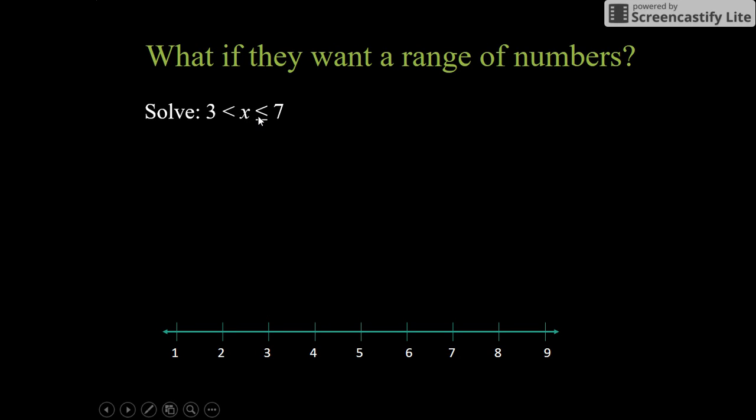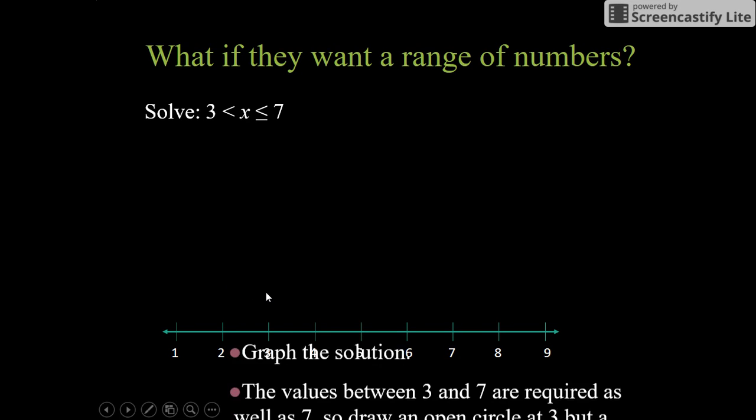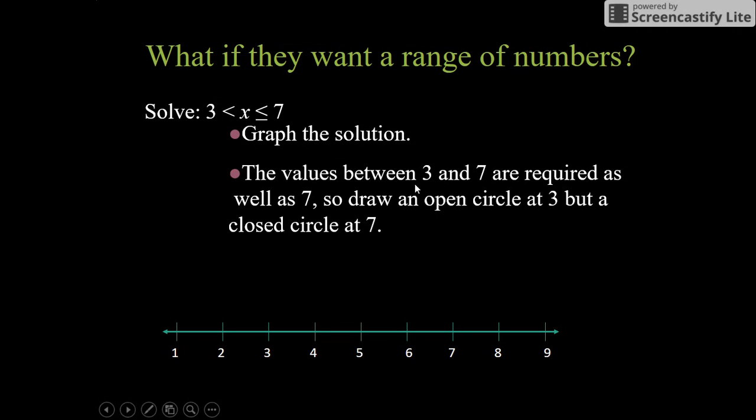Then we've got x is smaller than or equal to 7. So this is our complicated one, so it's a closed circle. So we put our closed circle on the 7, and then we join our line. So graph the solution. The values between 3 and 7 are required as well as 7. So draw an open circle at 3 and a closed circle at 7. There you go. All right, let's go ahead and try some of this. Exciting stuff, eh?